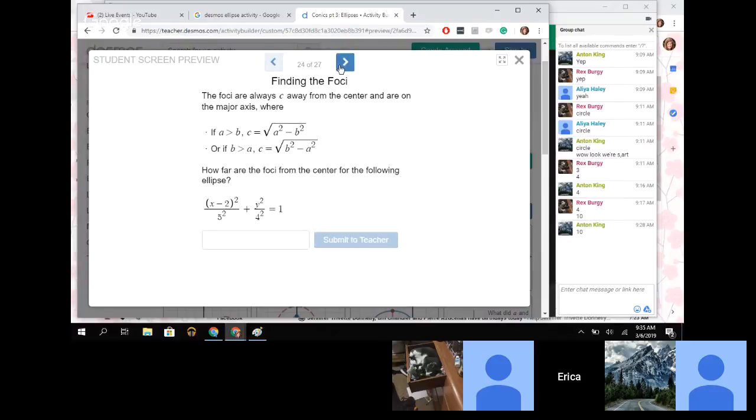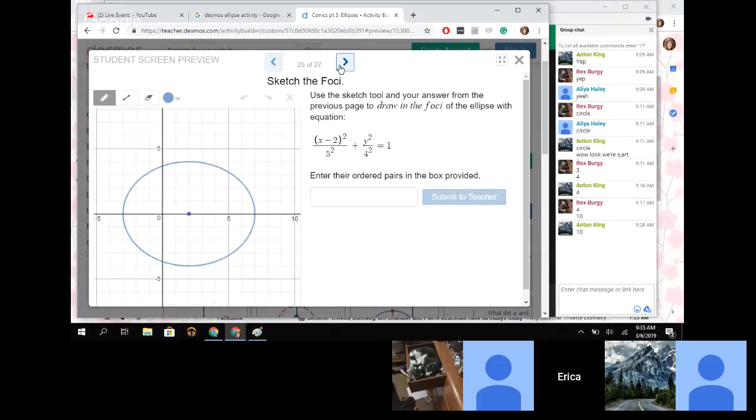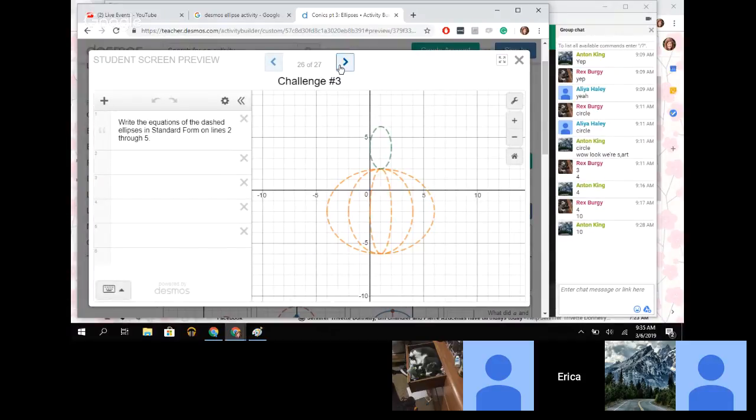Okay, and then, oh, look at that. You could make a cute pumpkin. Write the equations of the dashed ellipses and you can make your pumpkin. That's pretty cool. I didn't see that on there.